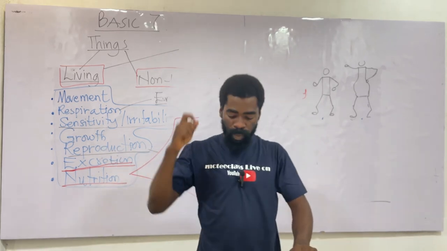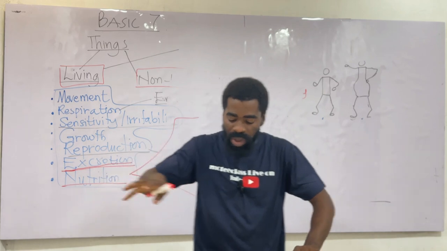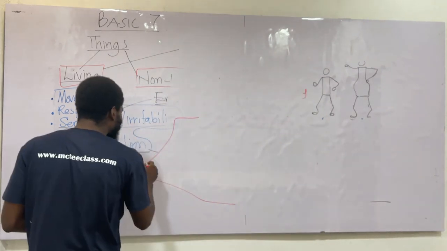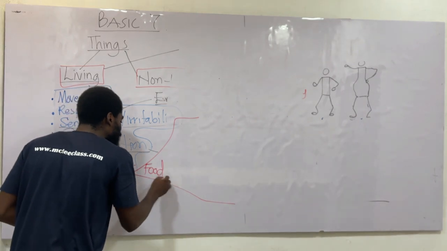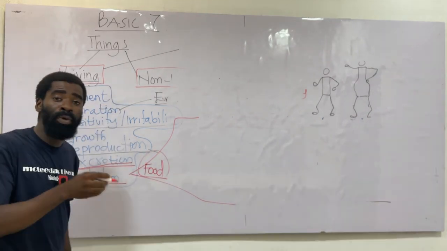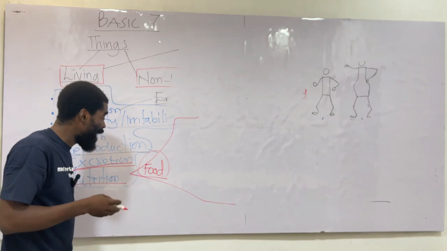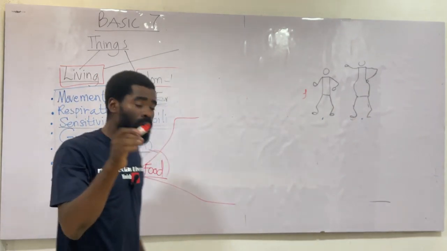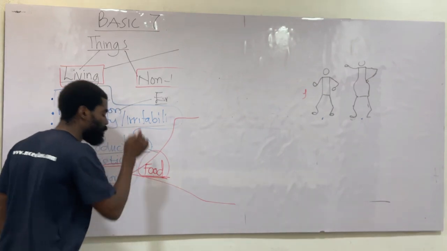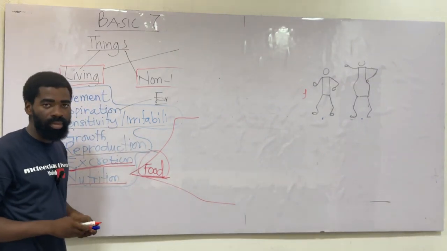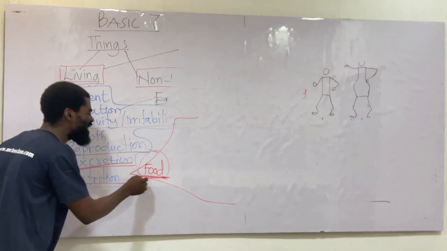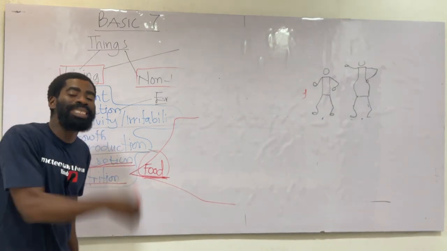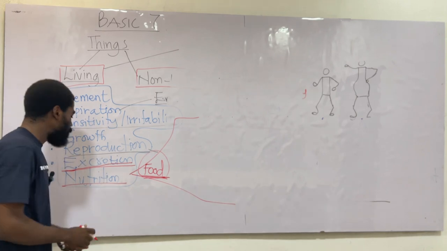Then we have nutrition. Let's come back to nutrition. Nutrition is the process by which living things obtain food. So in nutrition, we are looking at getting food. Very, very important. I know some of you by this time have eaten, so you are happy watching. Others who have not eaten are smelling the scent from the kitchen. As a living thing, when you wake up from bed, everybody wants to get food because we are living things.